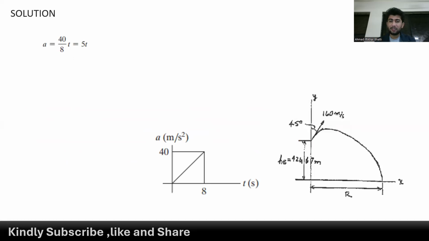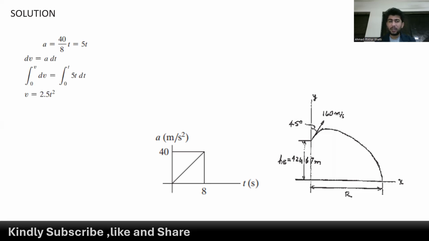As the time increases, the acceleration also increases. So you see, this curve shows that acceleration and time are directly proportional to each other. So acceleration is equal to 40 divided by 8 multiplied by t. So acceleration is 5t. To find our velocity, we have to integrate acceleration.